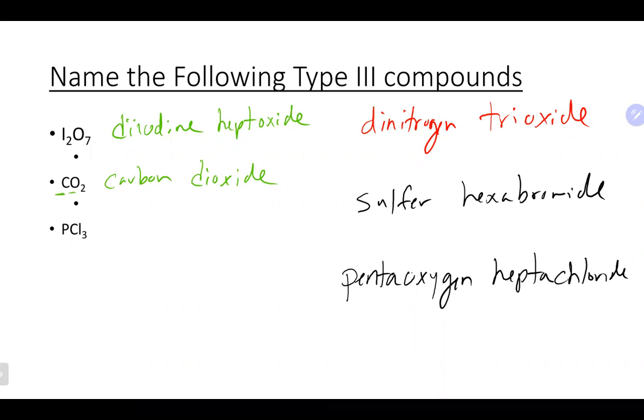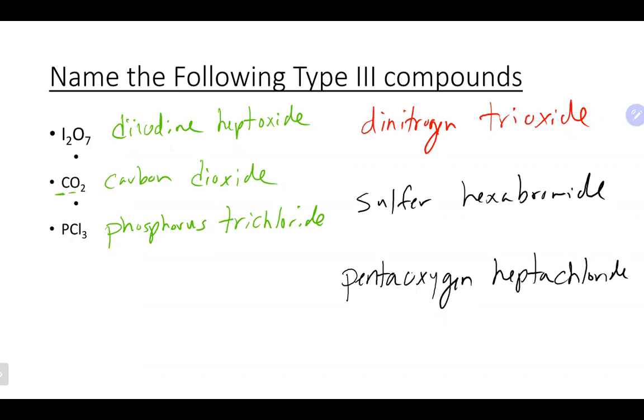I look at the last one there, which is P, which is phosphorus, which is a non-metal, Cl, which is chlorine, which is a non-metal. Again, that tells me it's type 3, so I'm rolling prefixes. Once again, I see I only have 1 phosphorus, so prefix for 1 is mono. And once again, we will not use it on the first name, so this is just going to be phosphorus. Prefix for 3 is tri, and our chlorine becomes chloride, like the second ending there. So this would be phosphorus trichloride. Any questions on those names there?